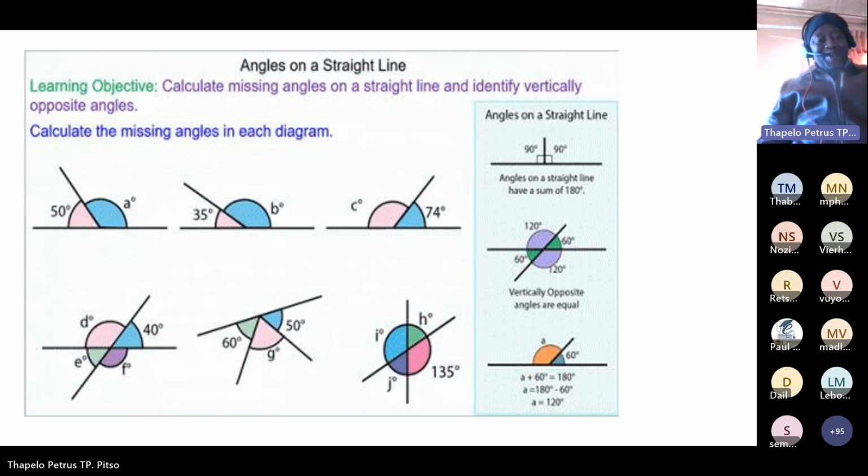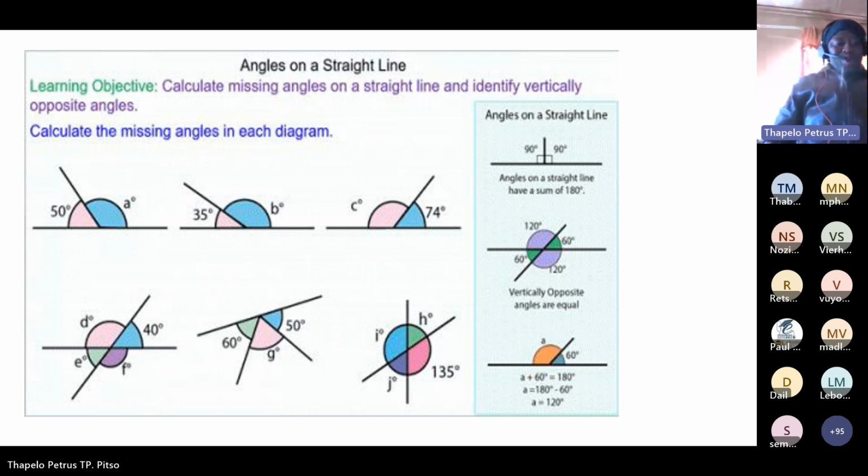But remember, we are referring to equations from our last lesson. Like I said, 50 degrees plus A is equal to 180. Now, how do you balance? What will A be equal to in order to get 180? That's what we did. What will B be equal to in order to give you 180? What do you add to 35 to give you 180? What do you add to 62 to get you 74?